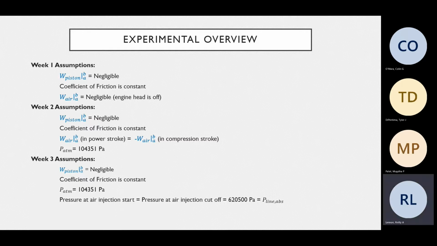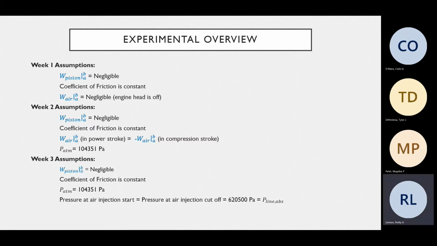On week 2, along with the work from the piston and coefficient of friction assumptions, we're assuming that work from air in the power stroke is equal to the opposite work in the air in the compression stroke. So they're equal but opposite forces there. We're also going to assume that atmospheric pressure is 104,351 pascals.